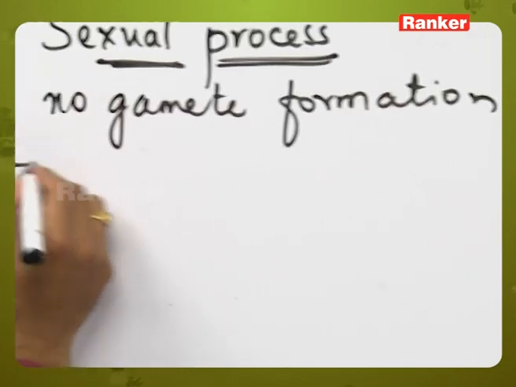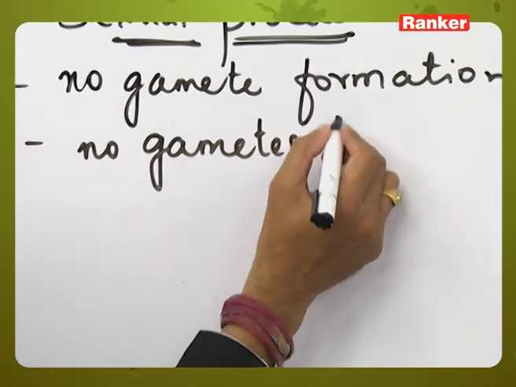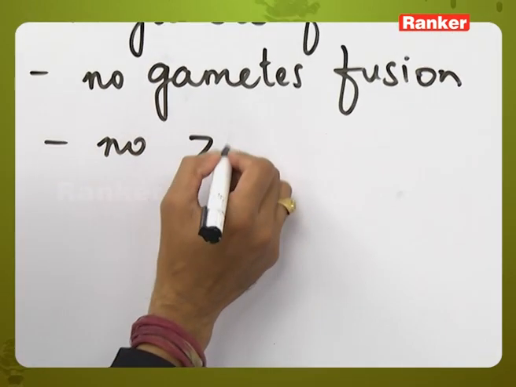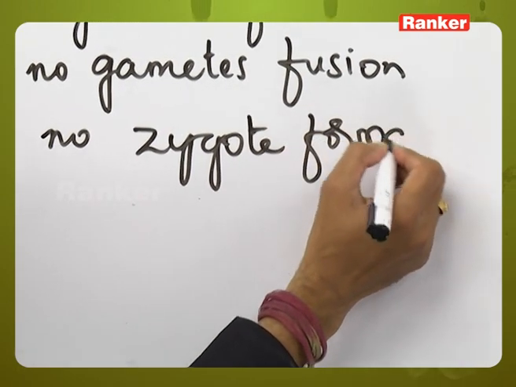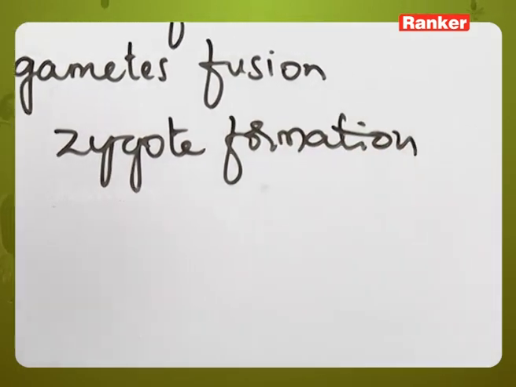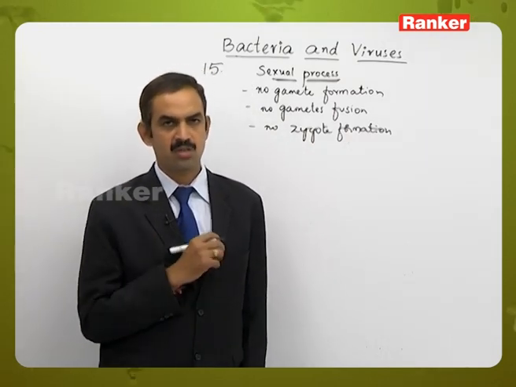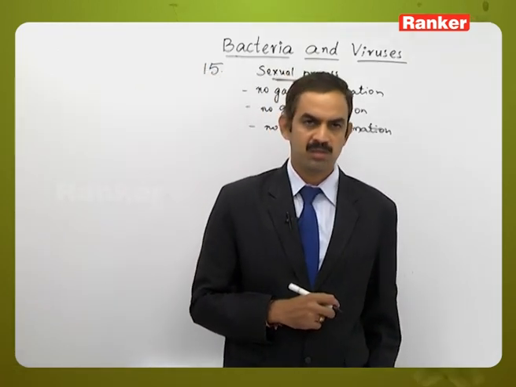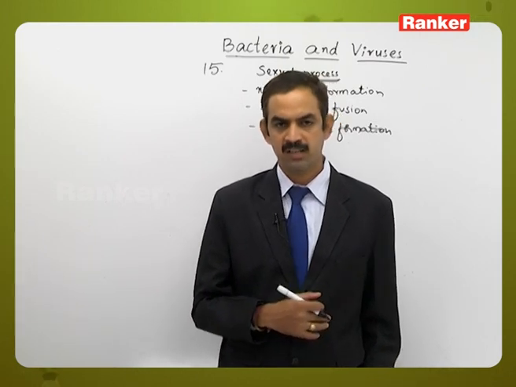And no gamete fusion, and there is no zygote formation. So, whatever the characters by which we consider something a sexual process, those characters are not exhibited by the bacteria. That means the real type of sexual process does not exist in bacteria.